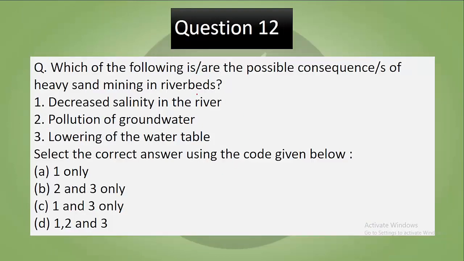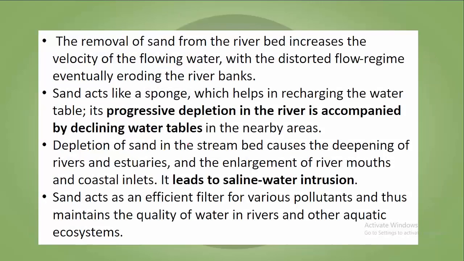Which of the following are the possible consequences of heavy sand mining in the river beds? Decrease salinity in the river, pollution of groundwater, lowering of the water table. Select the correct answer using the code given below. So if there would be increased heavy sand mining, that would increase the salinity, not decrease. So eliminate the first statement. You are left with second and third. You can pause the video and read this explanation if you want.